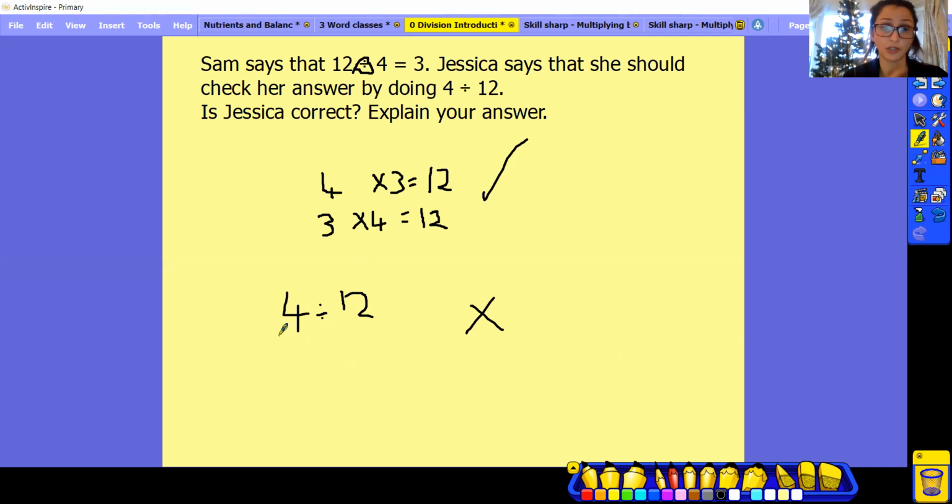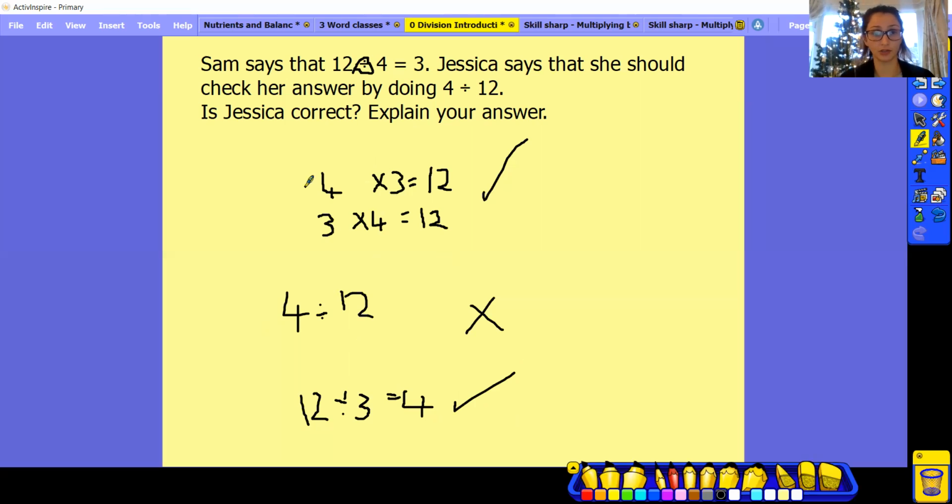And also, another reason why she's wrong, when doing division, we always must start off with the biggest number. Always start off with the biggest number. So there is another way she could check it. She could do 12. Now, there's no point doing 12 divided by 4 because she's already done that. But we could do 12 divided by 3. So let's see how many 3's go into 12. 3, 6, 9, 12 equals how many? 1, 2, 3, 4. So that's the way that she should or could have checked her answers.